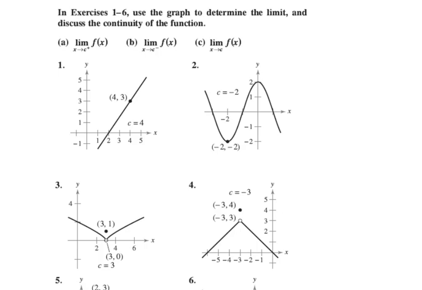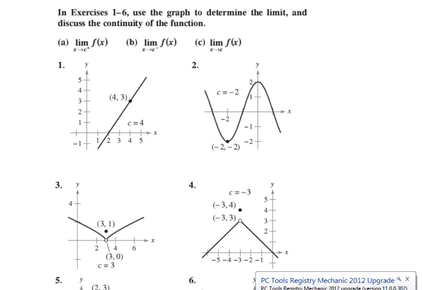In exercises 1 through 6, we want to use the graph to determine the limit and then discuss the continuity of the function. So the three limits that we're looking for are the limit as x approaches c from the right of f of x, the limit as x approaches c from the left of f of x, and the two-sided limit as x approaches c of f of x.